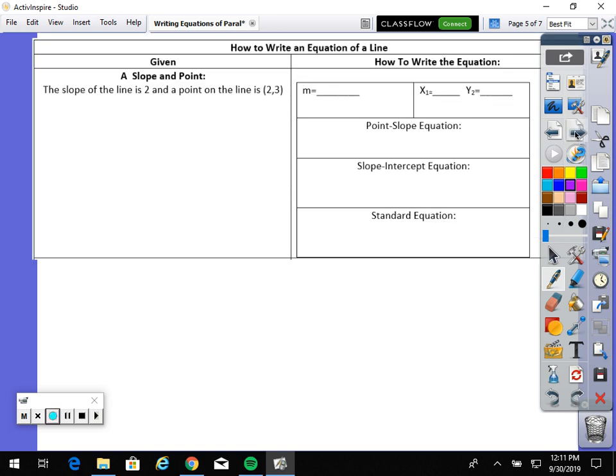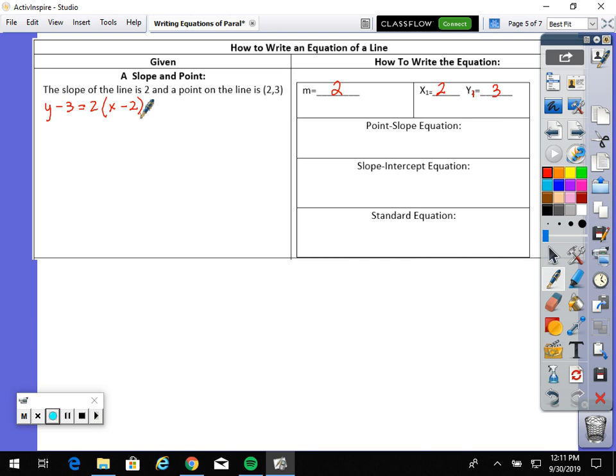Okay, so now we're going to move on and we're going to take a slope and a point. We're going to write it in point slope, slope intercept, and standard form, just practicing writing the equation of the line. So I'm going to start with the slope, which is 2. I'll fill that in with a color. The slope is 2. And then my x1 is 2 and my y1 is 3. So I'm going to fill that in with point slope. So y minus y1, which is 3, equals the slope, which is 2 times x minus x1, which is 2.